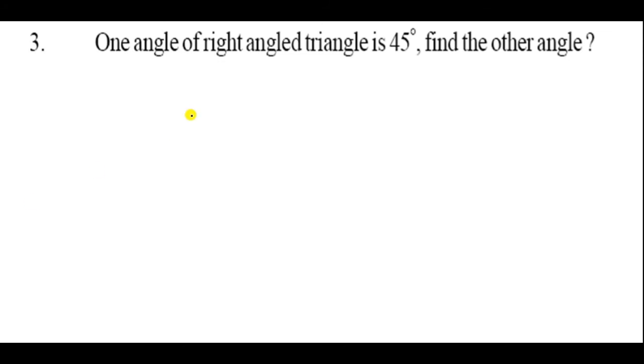Now come to the third question. One angle of a right angle triangle is 45 degrees. Find the other angle. So you can draw the figure first. This one is a right angle triangle.